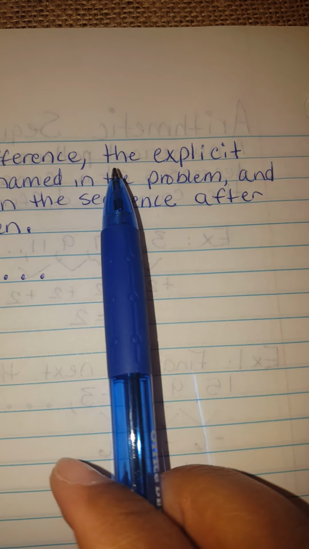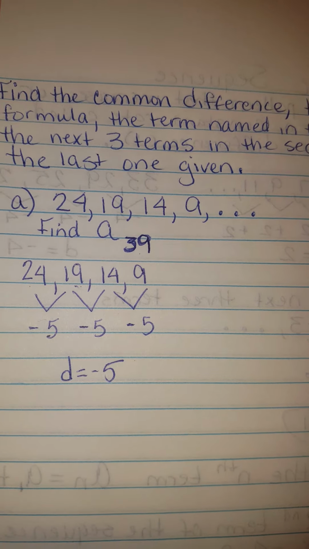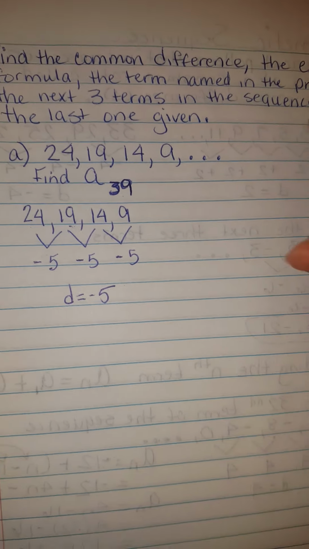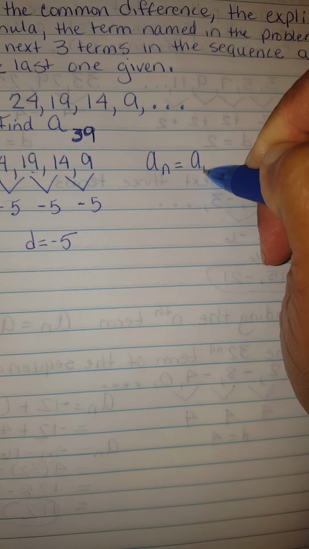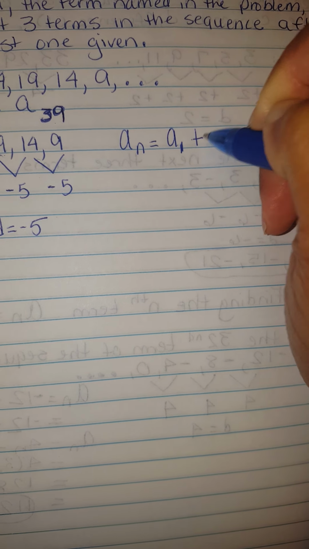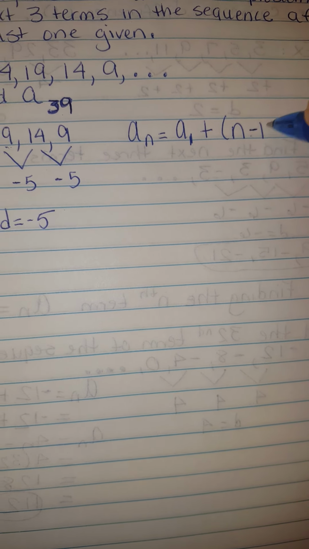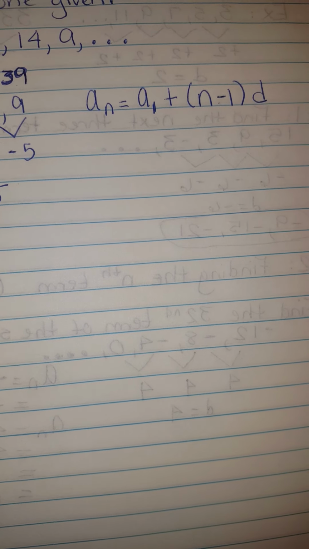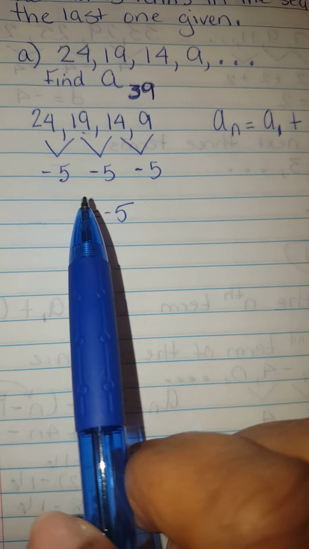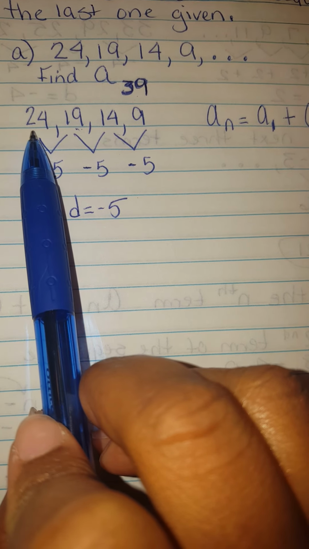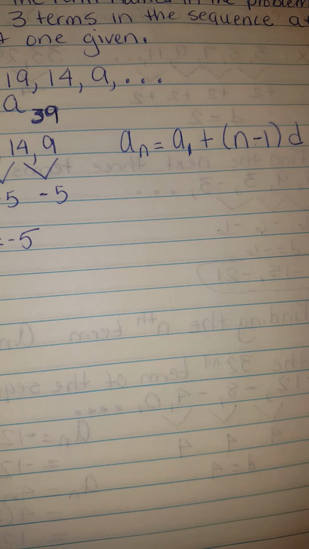So the next part, we have to find the explicit formula, or we have to find the equation for the nth term. And that equation is a sub n equal a sub 1, which is the first term in the sequence, plus n minus 1 times d, which is our common difference. And we've been asked to find the 39th term. Well, in order to do that, I just need the first term in my sequence, and of course I need the common difference, my d.